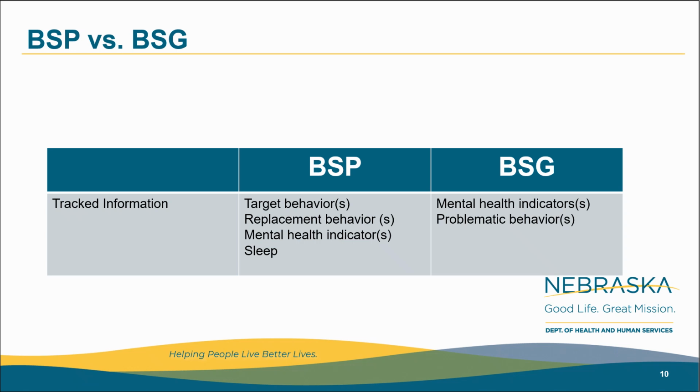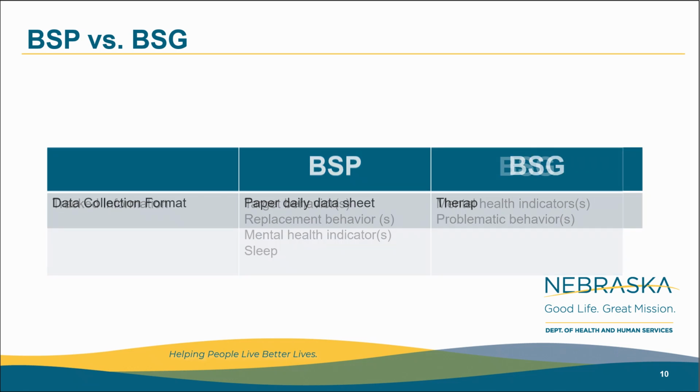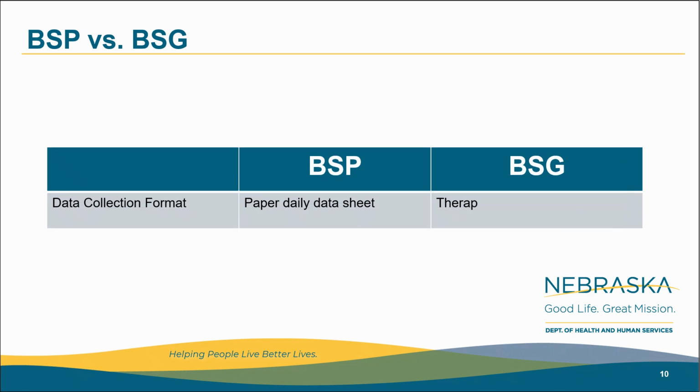We'll talk more about sleep and replacement behaviors a little later when we discuss programs that might be associated with BSGs. The next important difference between a BSP and a BSG will be the way in which data are collected. As we discussed during the BSP training presentation, most BSPs continue to use the paper daily data collection sheet located in each individual's DDB. However, data for BSGs are already collected electronically using TheraP in the ISP program format that is used for habilitation programs.